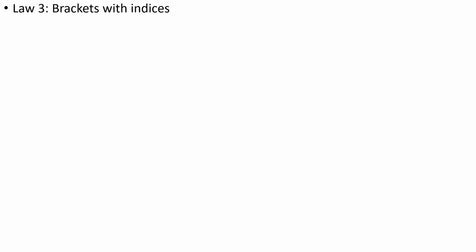Brackets with indices. So how does this work? Let's just say I'm having a to the power m in a bracket and the power n. So what it will give, you will write the base as it is and you will multiply the powers, that is m into n. So let's see an example, I'm having over here 5 to the power 2 and the whole power I'm having as, let's say, 3.